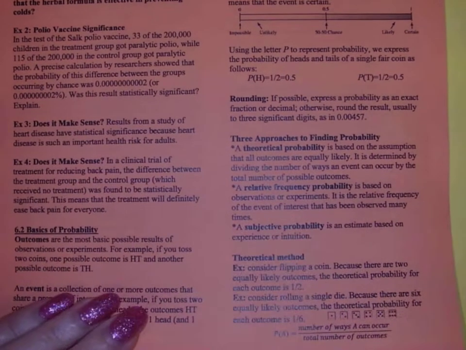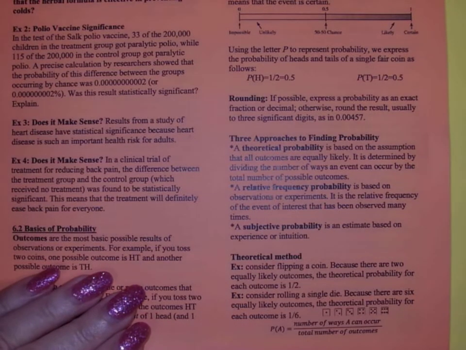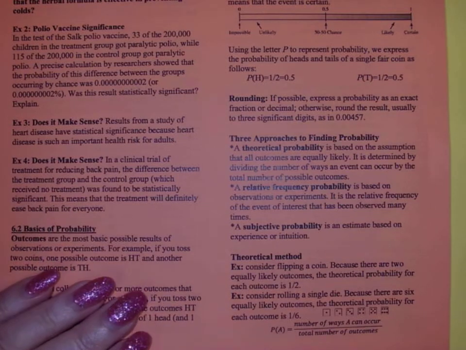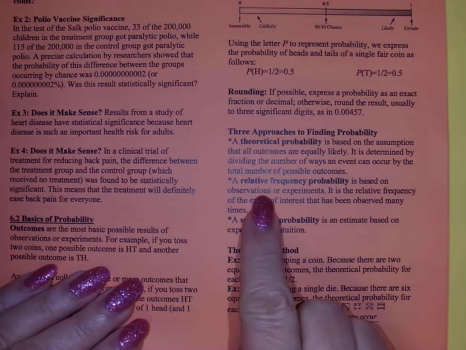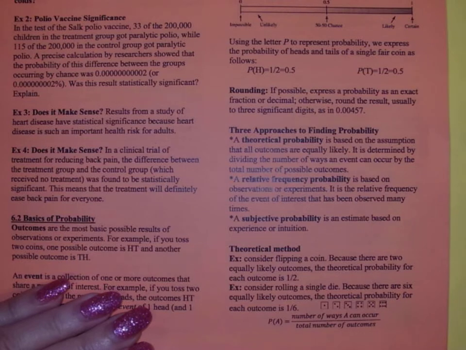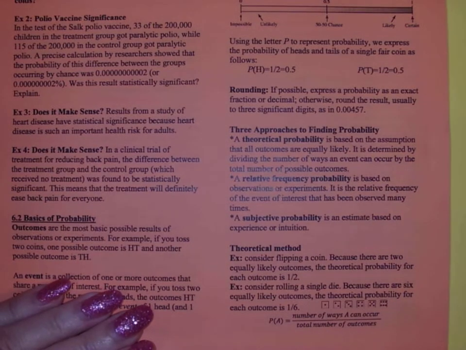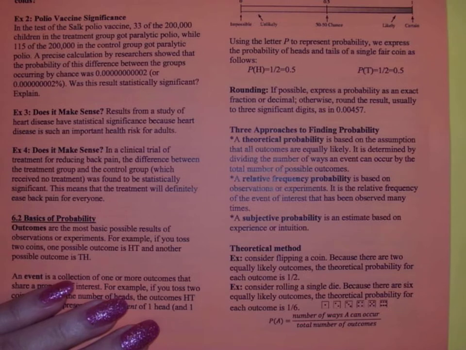There are 3 approaches to finding probability. There's a theoretical approach. It's based on the assumption that all outcomes are equally likely. It's determined by dividing the number of ways an event can occur by the total number of possible outcomes. The relative frequency probability is based on observations or experiments. It's the relative frequency of the event of interest that has been observed many times. And then the last one is a subjective probability. It's going to be an estimate based on experience or intuition.